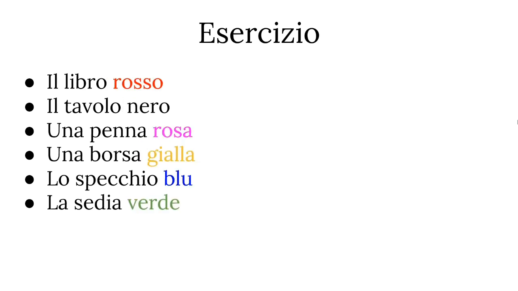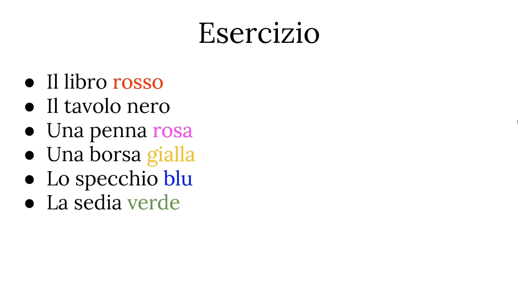Great. So how did you do it? Were the colors you wrote these ones? So il libro rosso, because libro is masculine, so you need to pick the masculine adjective, rosso. Il tavolo nero, same thing. Nero matches with the masculine word tavolo. Una penna rosa. Rosa never changes. Una borsa gialla. Borsa is a feminine word, so you need to pick gialla instead of giallo. Lo specchio blu. Blu never changes. And finally, la sedia verde. Verde never changes as well.